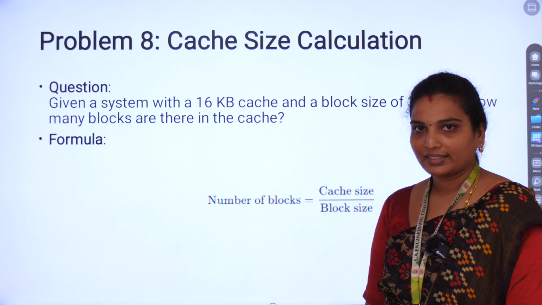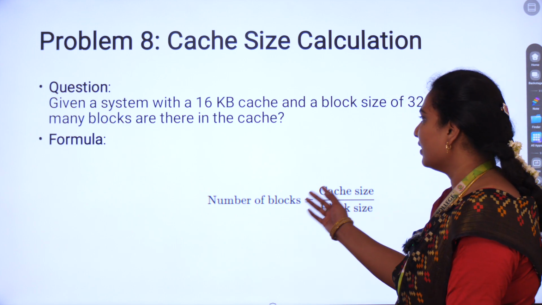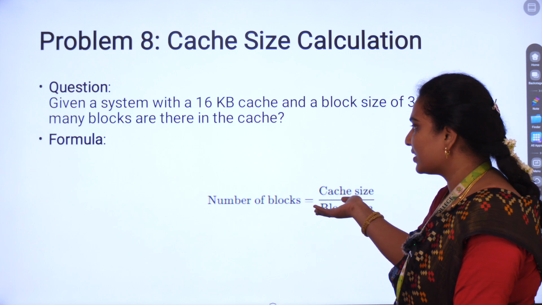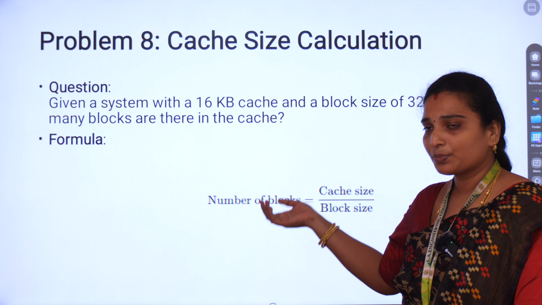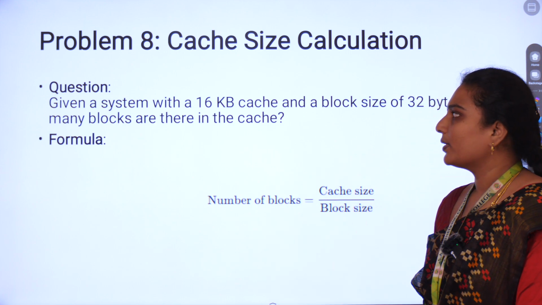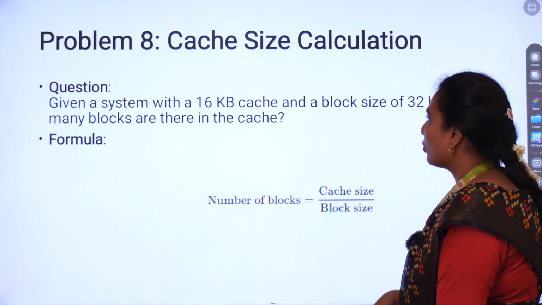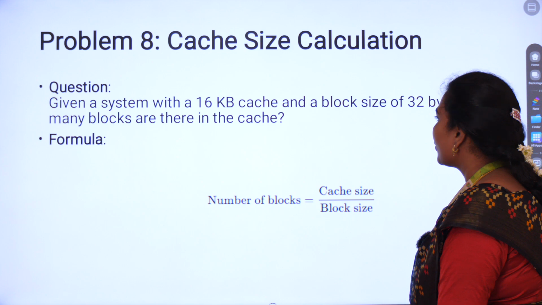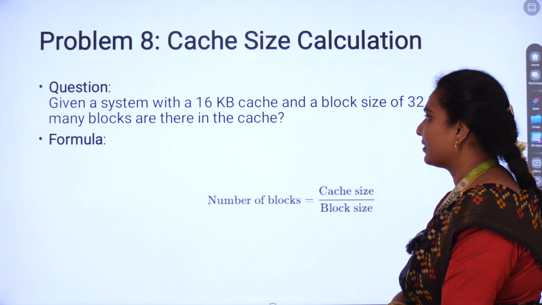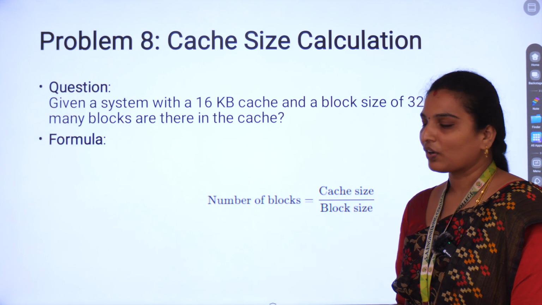This is cache size calculation. Here we are calculating the number of blocks. This is the second example we are seeing. The first problem is also based on this. Let us see the question first. Given a system with a 16 kilobyte cache and a block size of 32 bytes, how many blocks are there in the cache? We have to find the number of blocks.